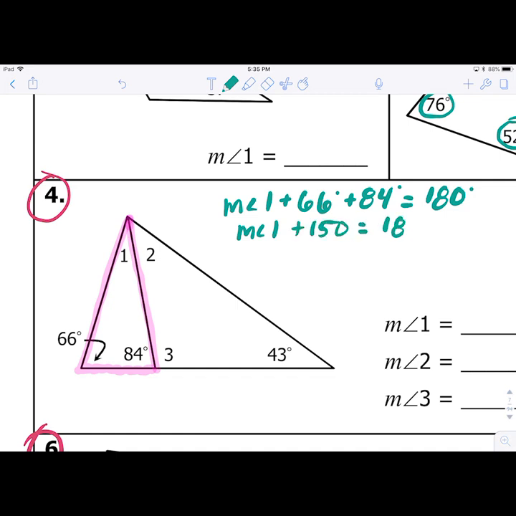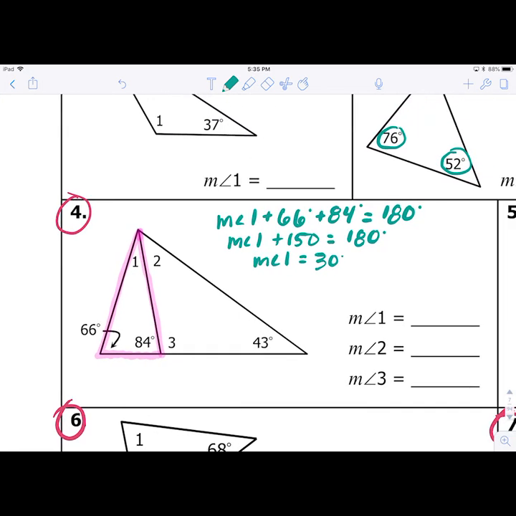Set that equal to 180 degrees. Subtract 150 on both sides, and we get 30 degrees for the measure of angle 1. All right, so he's good to go.